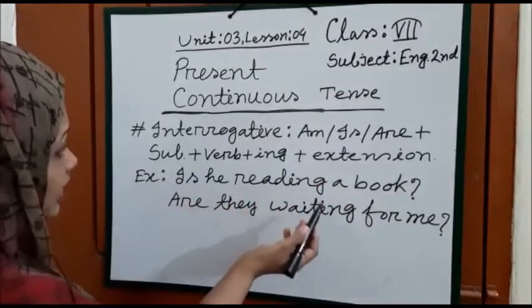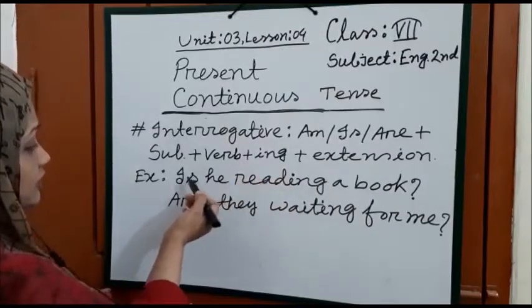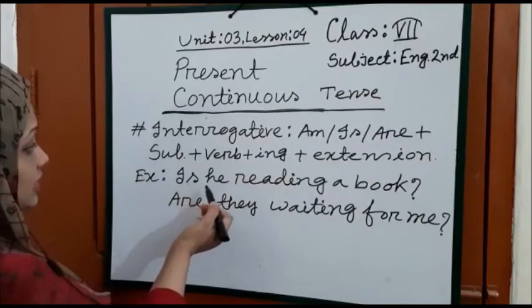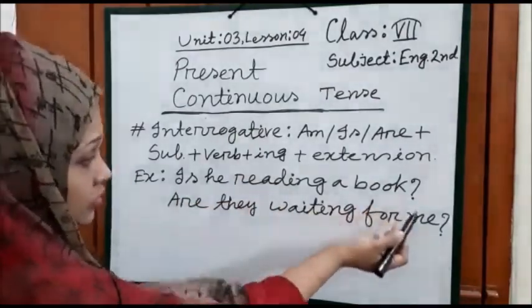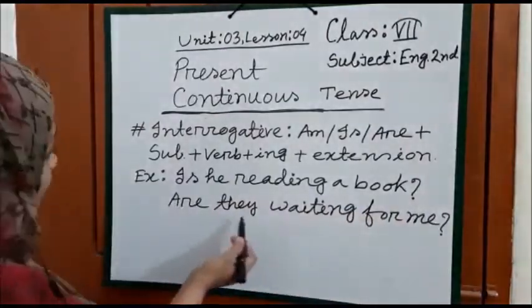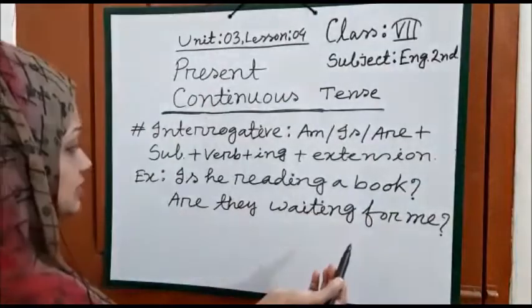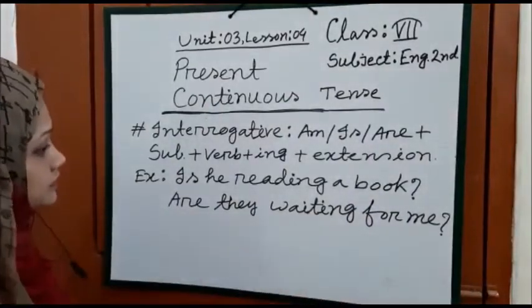Is he reading a book? Is: we have transferred the auxiliary verb before the subject, and we have written, is he reading a book? And there will be a question mark, of course, because it's an interrogative sentence. Are they waiting for me? In this example the same structure is followed.